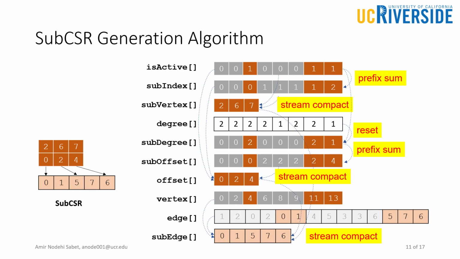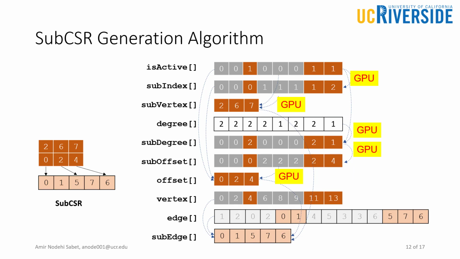Here is our algorithm for constructing the sub-CSR based on the activeness labels. It consists of 6 basic steps, including 3 stream compact operations, 2 prefix sum operations, and 1 value reset operation. For the time limit, I will not go over them in detail, but the key is that all these operations are highly parallelizable. To effectively explore this parallelism, we implement most of the steps on GPU. In fact, only the last step is performed on the CPU. The use of GPUs can greatly accelerate the sub-CSR construction.